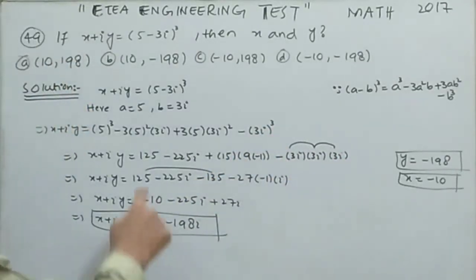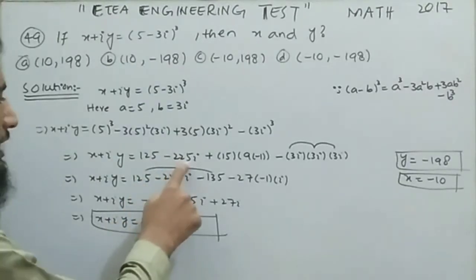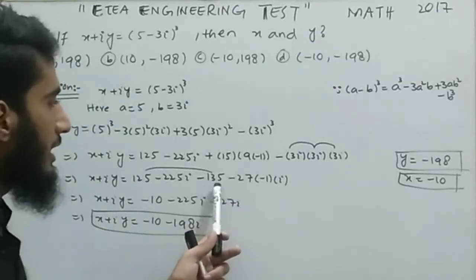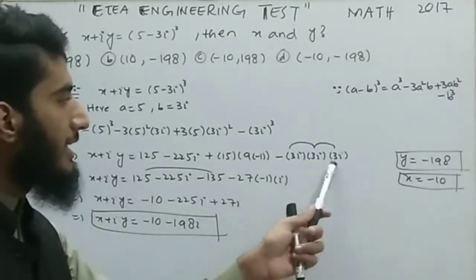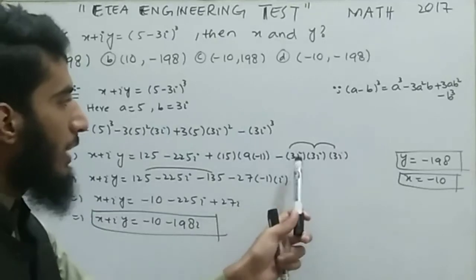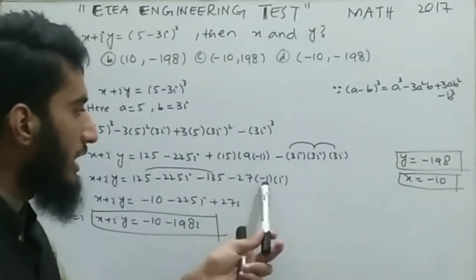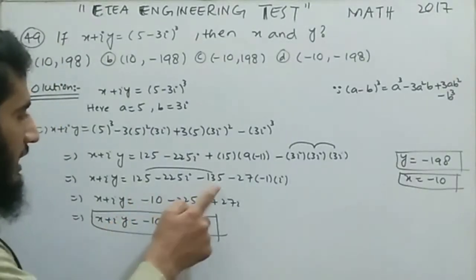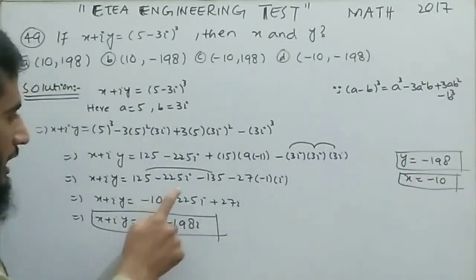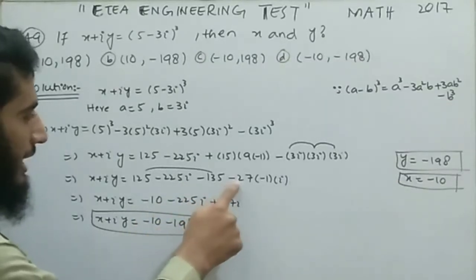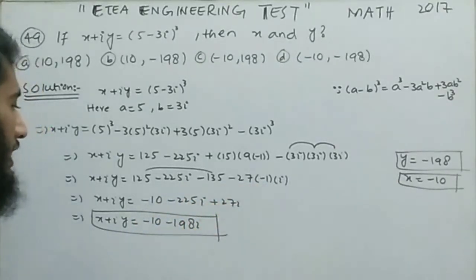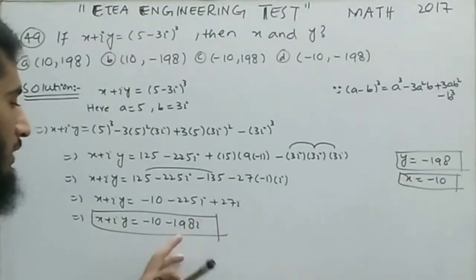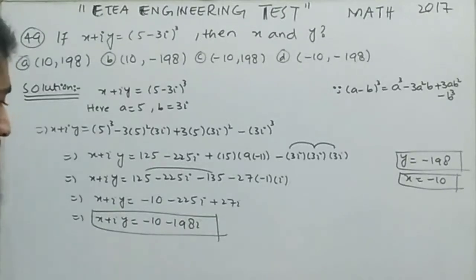Now further simplification, 125 will come down as it is, negative 225 iota will come down as it is, minus 9 multiply 15 will give us minus 135, and after this 3 multiply 3 will give us negative 27. Iota into iota gives us iota square which is equal to negative 1, and the 1 iota will come down as it is. Now by further simplification, 125 and negative 135 will give us negative 10, and minus 225 iota will come down as it is. Minus into minus gives us plus 27 iota. Now minus 10 will come down as it is, and minus 225 iota and plus 27 iota will give us minus 198 iota.